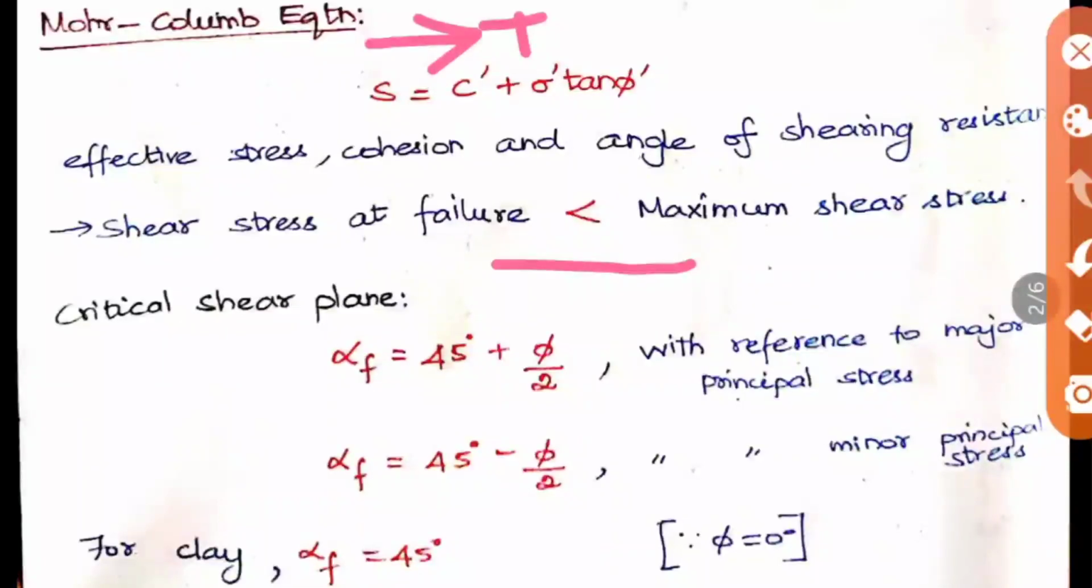And the critical shear plane they have given. At what plane does the failure actually happen? That we call the critical shear plane, and the angle for that failure is given here as alpha f. At what angle does this failure happen? It is generally 45 degree plus phi by 2 with reference to the major principal stress, and 45 degree minus phi by 2 with reference to the minor principal stress. For clay we know that phi is equal to 0. So whatever the reference to the principal stress, alpha f will always be 45 degree only. So this may be asked in the objective questions.